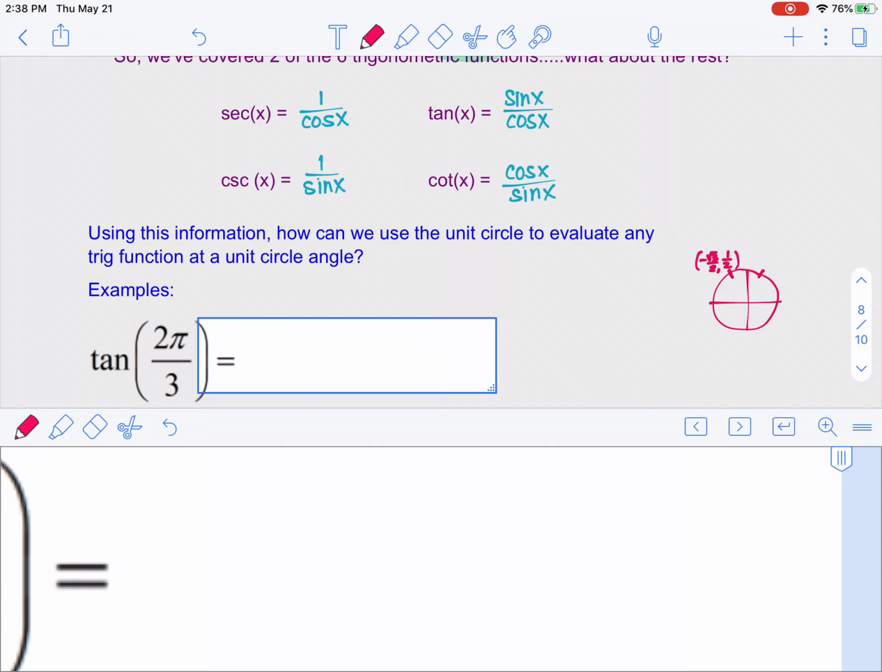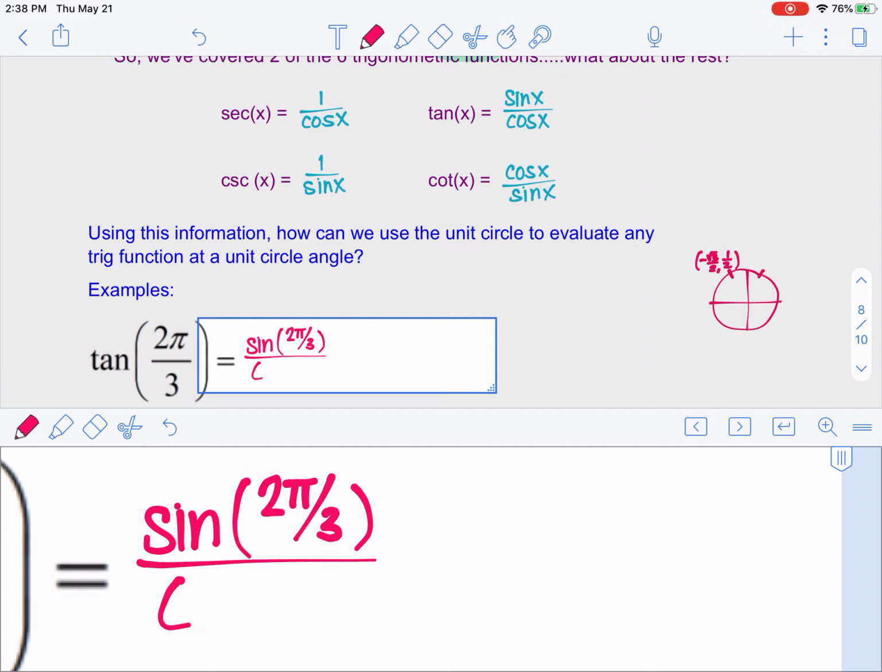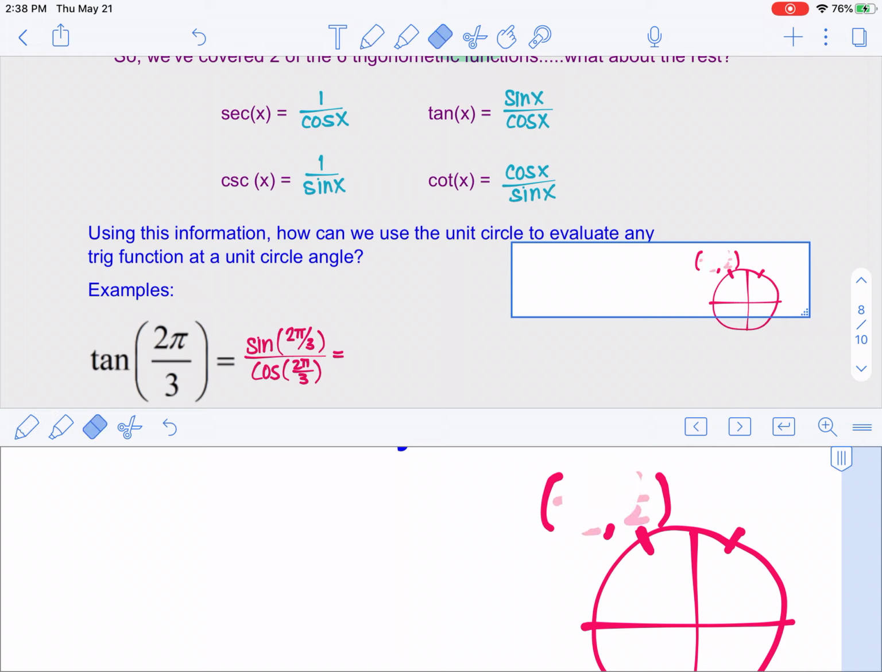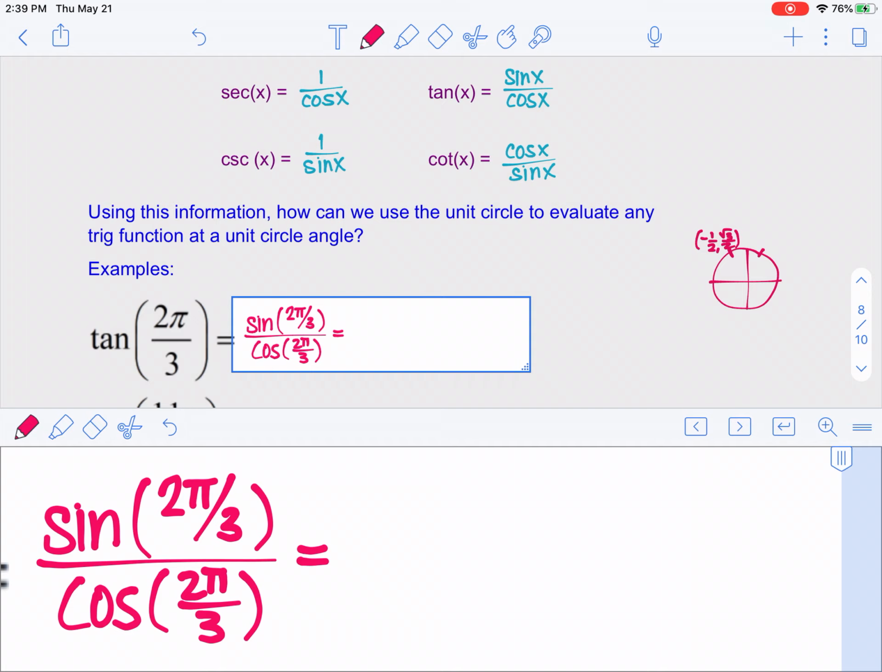Okay, so we know from above this is the same thing as sine of 2 pi over 3 over cosine of 2 pi over 3. Well, sine of 2 pi over 3 is the y coordinate at that angle. I messed this up, so you shouldn't do that if you can possibly help it. Sorry. How about this? Negative 1/2, root 3 over 2. If you caught that, you can feel really good about yourself. Okay, but I did catch it, so that's good. All right, so the y coordinate is root 3 over 2, and the x coordinate is negative 1/2.